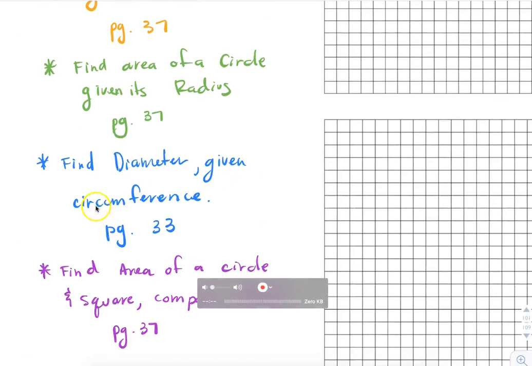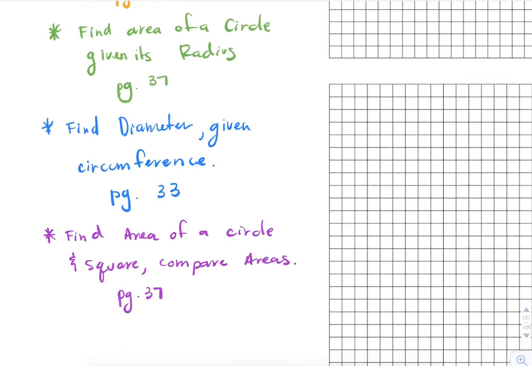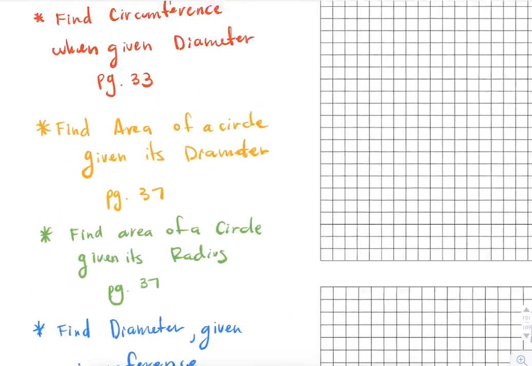Then, finding the diameter given the circumference. That's on page 33. The equation for this one has to equal diameter. That's the equation you're looking for on page 33. And find the area of a circle and a square, and then compare their areas. So you're going to be given descriptions of these questions on your quiz. There are no drawings. You're going to have to be able to create the drawings if those are helpful for you. Again, pause if you need to.